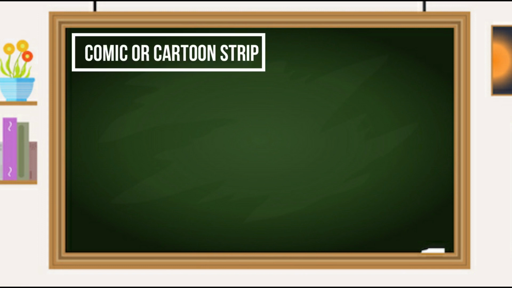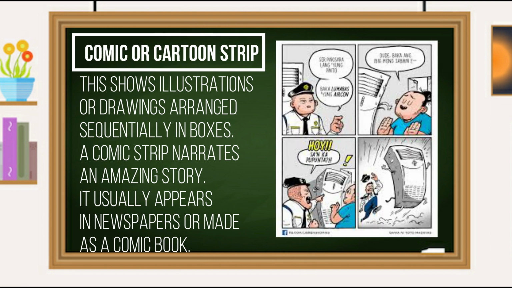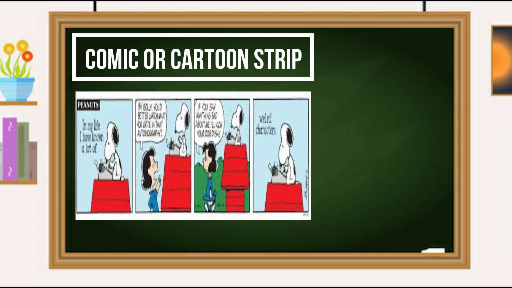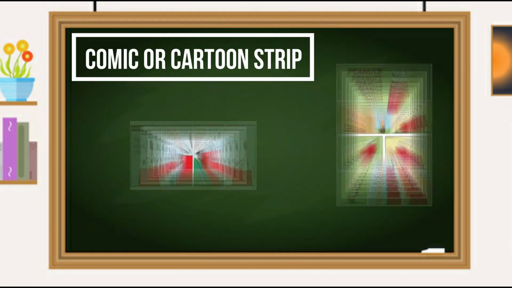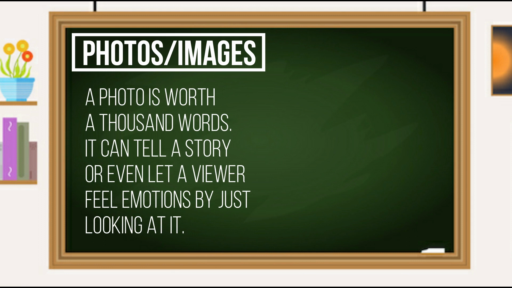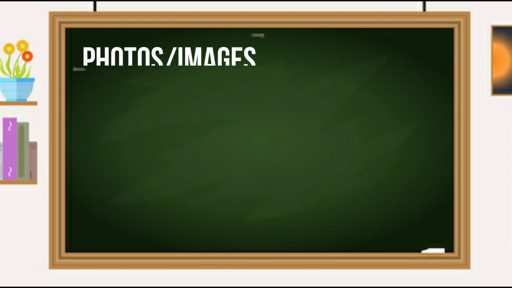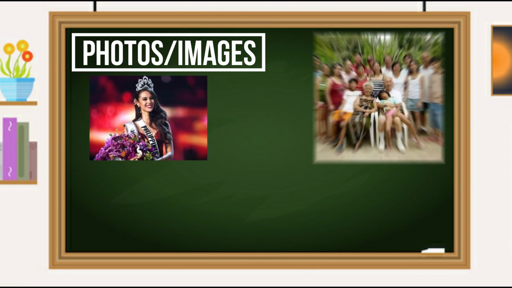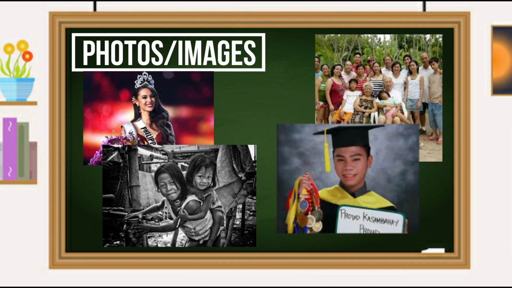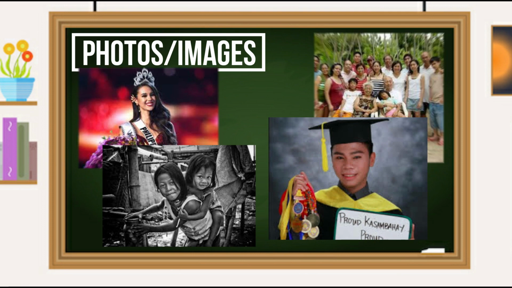Comics or cartoon strips. This shows illustrations or drawings arranged sequentially in boxes. A comic strip narrates an amazing story. It usually appears in newspapers or is made as a comic book. Example is the famous Peanuts comic strip. Lastly, photos or images. A photo is worth 1,000 words. It can tell a story or even let a viewer feel emotions by just looking at it. Photos may be a personal photo, a family photo, photojournalism, and a yearbook or graduation photo.